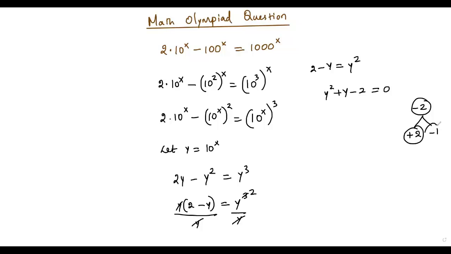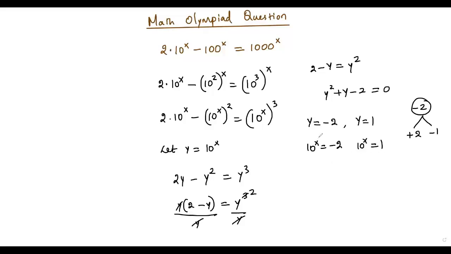Okay, from these two factors, I can get the values of y. So y equals, I have to change the sign of these two factors. So y equals negative 2 or y equals positive 1. Okay, so y was a variable taken by us. It can be replaced by the original 10 to the x power. So I'm getting 10 to the x power equals negative 2. Here y can be replaced by 10 to the x power equals 1.